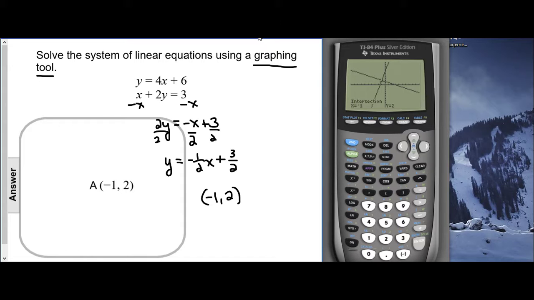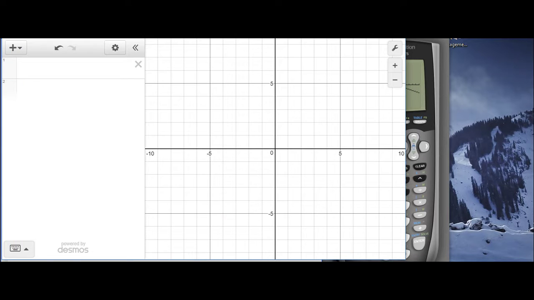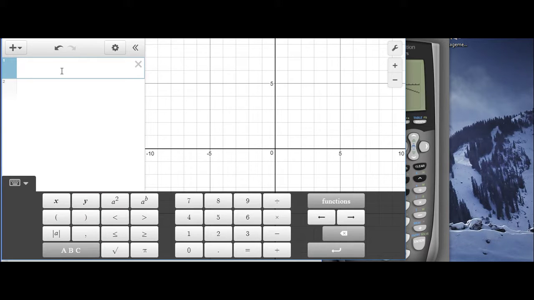But what if you don't have a graphing calculator? What if you only have the internet at home, which most of us do? And if you do have access to the internet, then you have access to a website called Desmos.com. So this is what Desmos.com/calculator looks like. If you go to that website, this lets you look at and graph systems of equations and find their solution also. So in the first box, you want to type in the first equation.